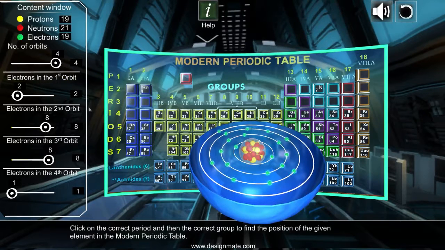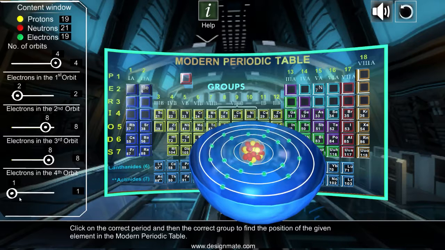2, 8, 8, 1. Alright, here I can recall all the rules of filling of orbitals. The maximum number of electrons is 2n squared. The electrons are filled in an increasing order of energy. And when 8 electrons are accommodated in the third shell, a certain degree of stability is attained, and therefore the last electron goes into the fourth shell, right?